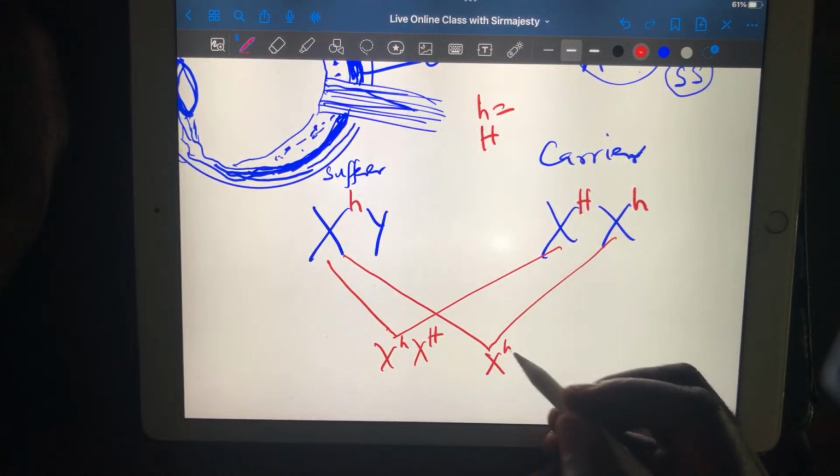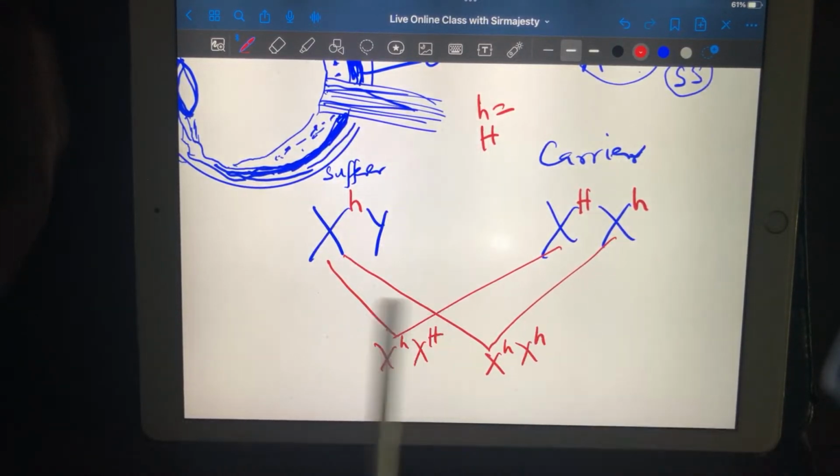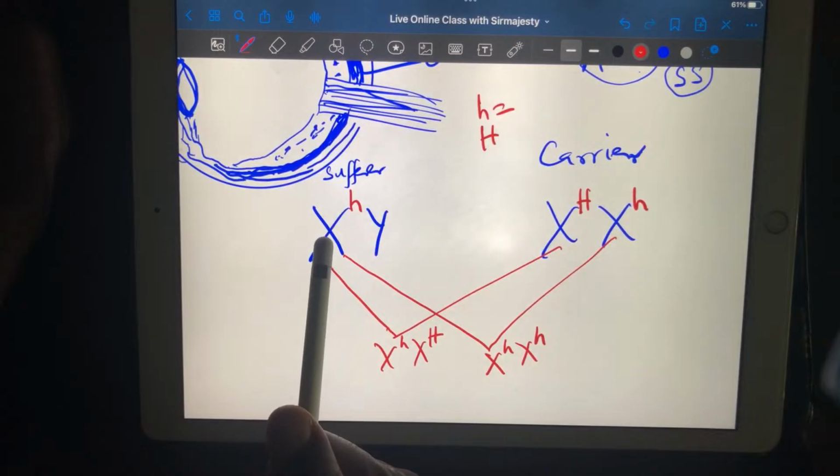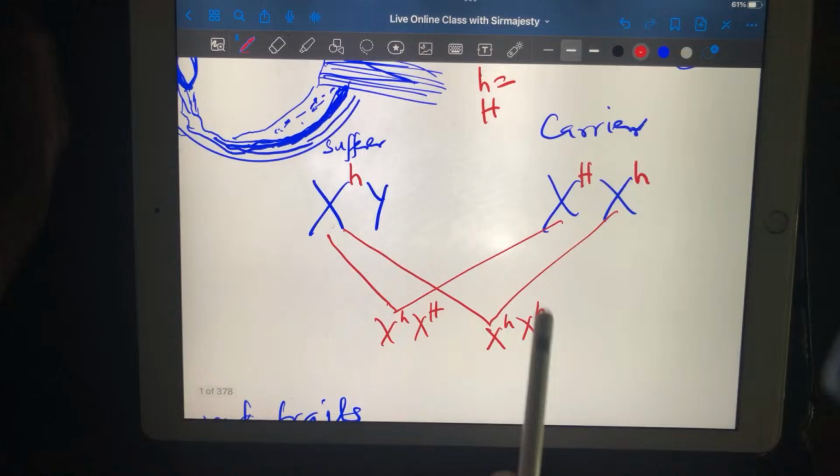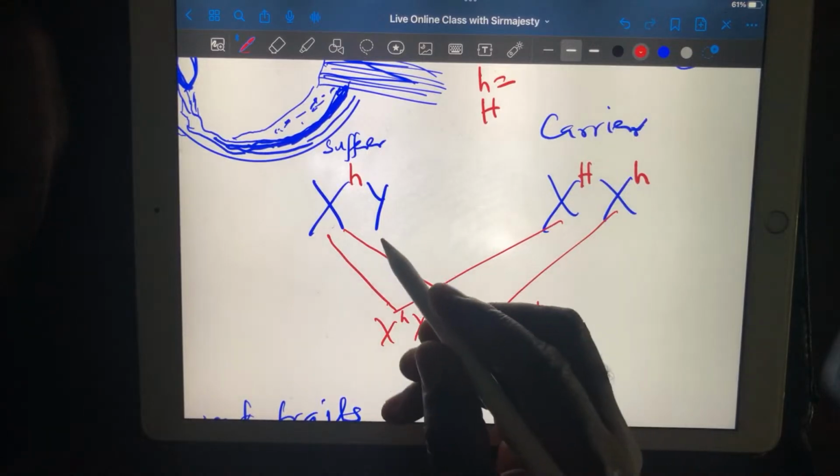This is the unfortunate person, because she collected the defective gene from the father and collected again from the mother, and therefore this person is a sufferer. This person is a carrier, not a sufferer, but this one is a sufferer. Then we come to Y.